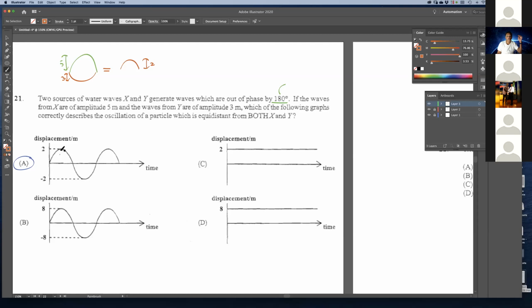The amplitude would not cancel out completely. It wouldn't add, because that's when they're in phase; they would add to be 5 plus 3 equals 8. They're 180 degrees out of phase, so we're dealing with destructive interference.